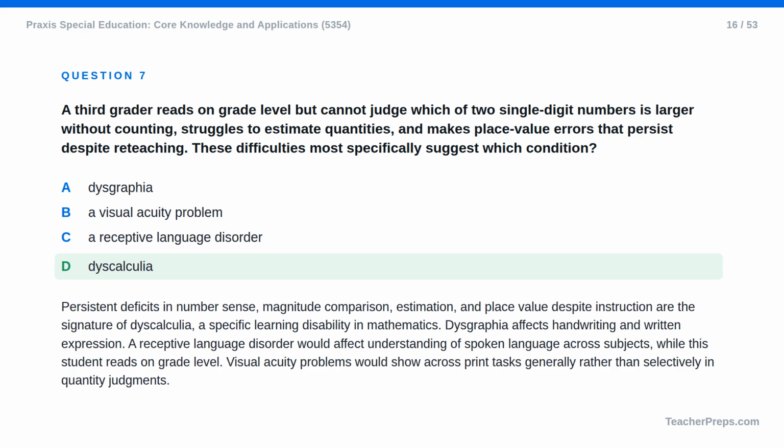A receptive language disorder would affect understanding of spoken language across subjects, while this student reads on grade level. Visual acuity problems would show across print tasks generally rather than selectively in quantity judgments.